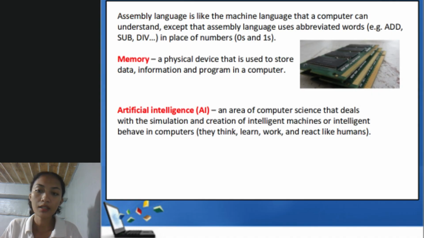Artificial intelligence, or AI, is an area of computer science that deals with the simulation and creation of intelligent machines, or intelligent behavior in computers. They think, learn, work, and react like us humans.